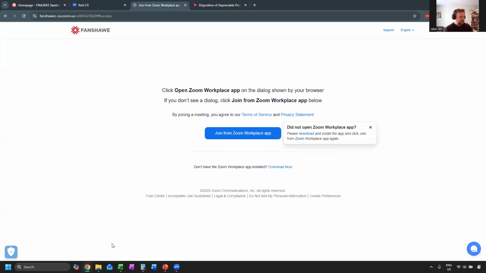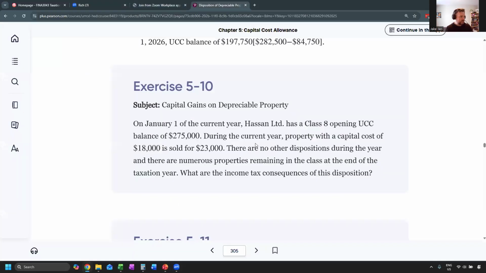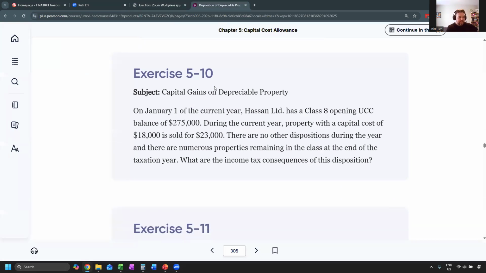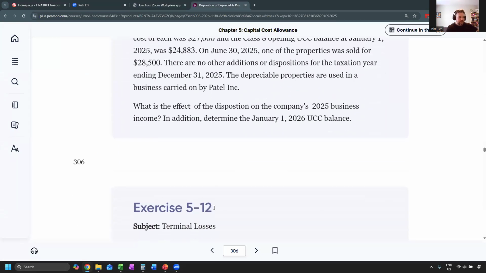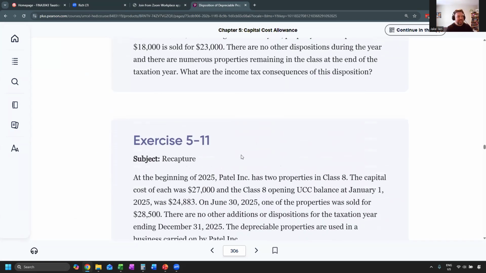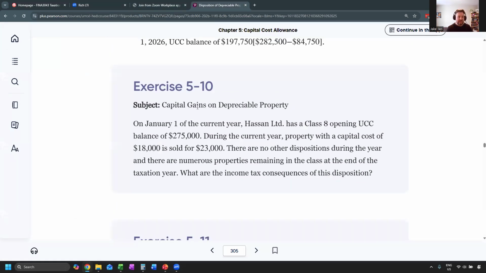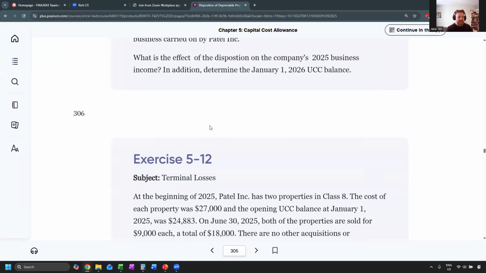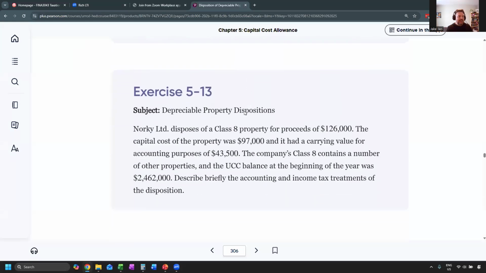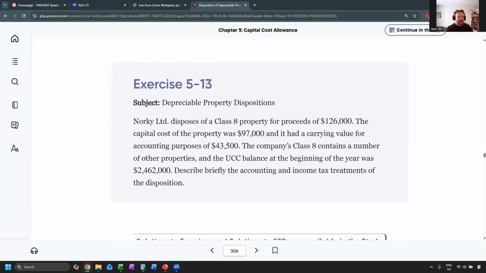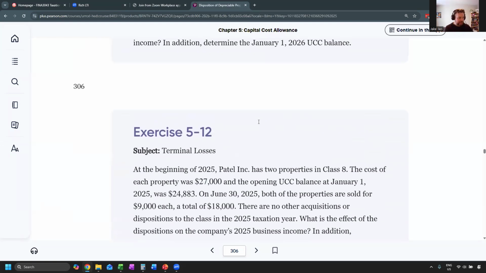Let's get to our exercises. Exercises 5-10, 11, and 12 are 3 exercises to demonstrate the results of a disposition. They specify which it is, so we're going to see capital gains in the first, recapture in the second, terminal loss in the third, and then the final 5-13, they're just going to give us some values and we'll see where it comes out to.